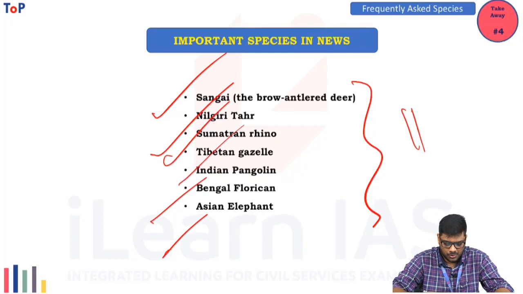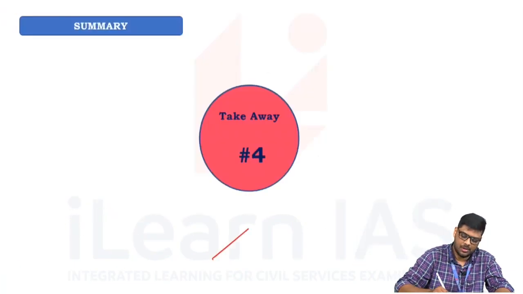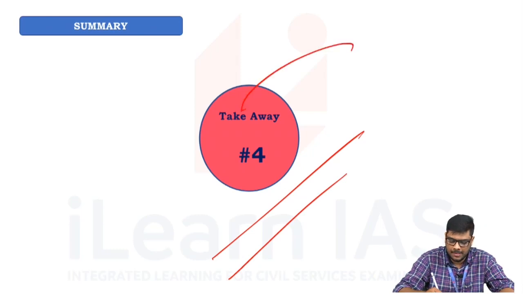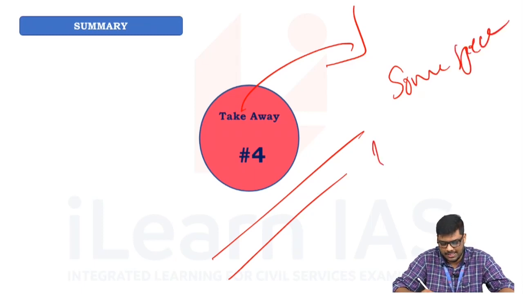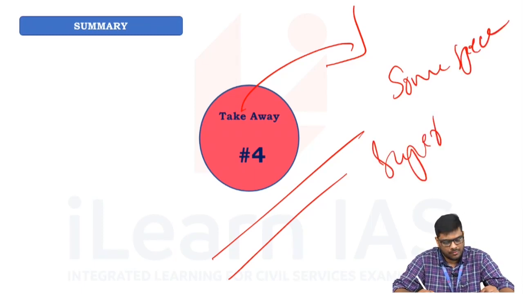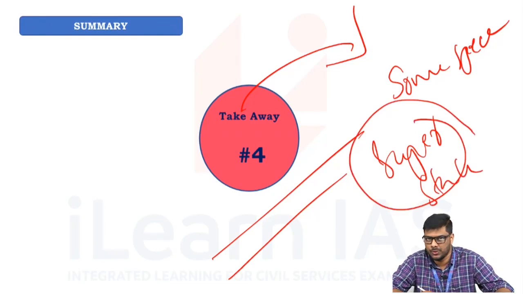Right? So this is my framework and this is the summary. What is the summary? Summary is like what UPSC can repeatedly ask about some species. And I named it as superstar species. And what is your duty? Focus on these superstar species based on the framework that I gave to you.